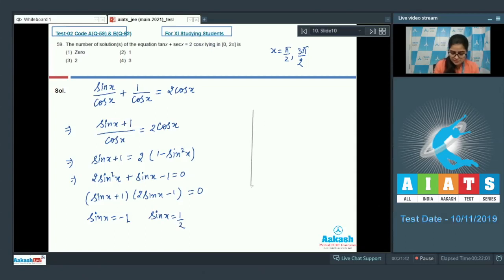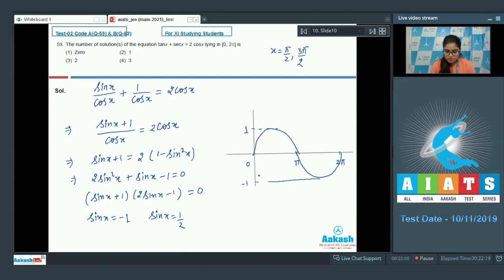So for 0 to 2 pi, this is your 0, and this is your 2 pi. This is your sin x graph, and this is minus 1. So for sin x is equal to minus 1, there is one value which is 3 pi by 2, and which is not possible. So this is not your solution. Now for sin x is equal to half, if you draw a line, you are getting two values, that is one is pi by 6 and another one is pi minus pi by 6, that is 5 pi by 6, which is your solution. So number of solution is 2. So option number 3 is your correct answer. Now move on. Next question.